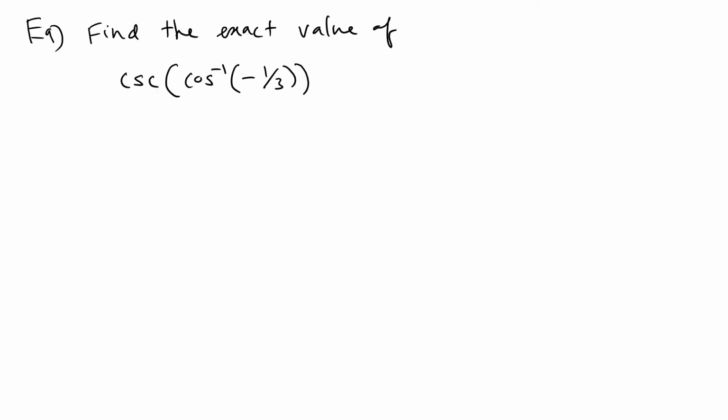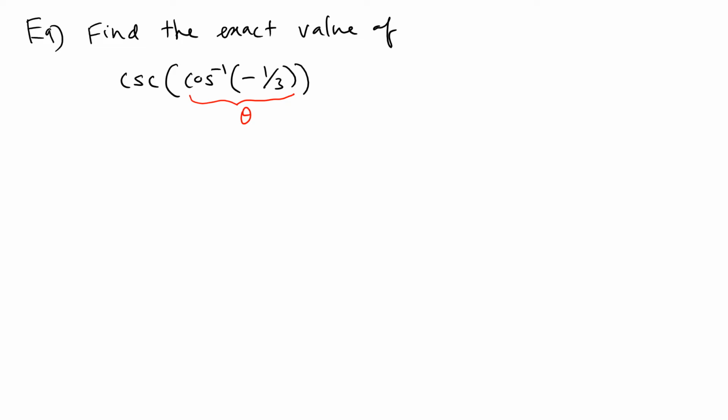As the next problem, we're going to find the exact value of cosecant of cosine inverse -1/3. As before, we're going to take the inside part as the angle theta.